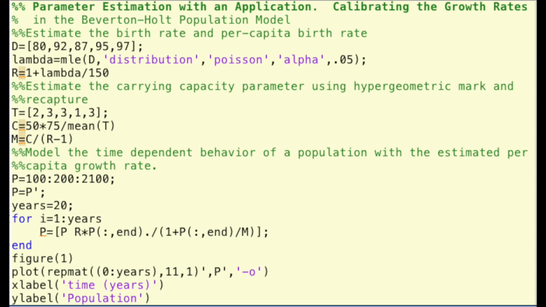Once we have established the values for our unknown parameters R and M of the Beverton-Holt model, we're going to simulate that model for various initial values of the populations ranging from 100 to 2100 in increments of 200 over a time period of 20 years. And we'll just do that within a loop. Then we'll plot each of those trajectories of the population based on our estimated parameter values over that 20-year time period.